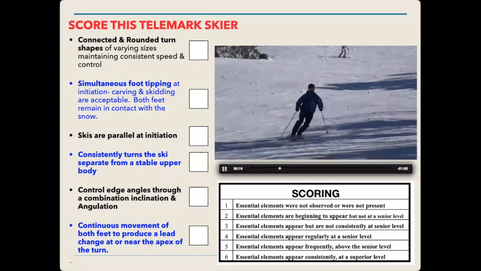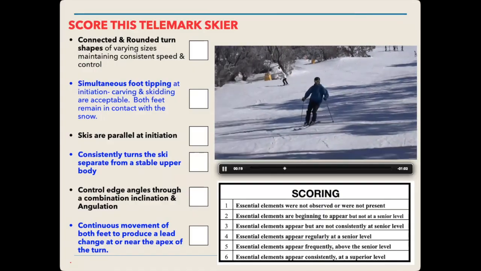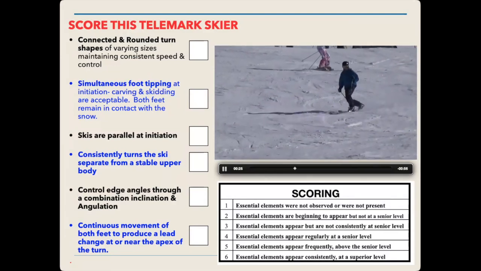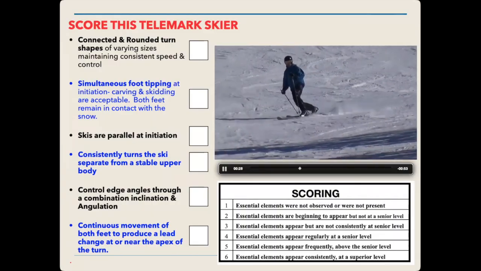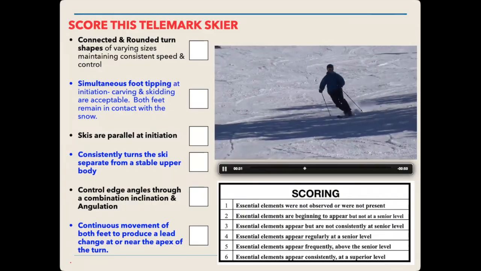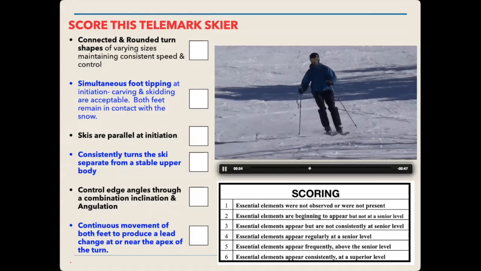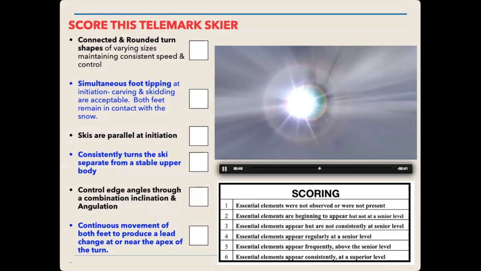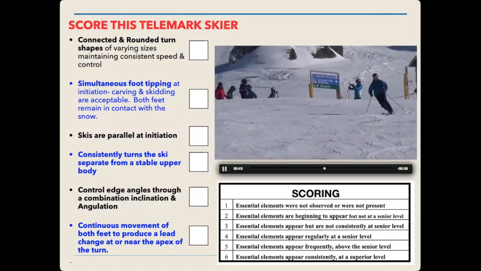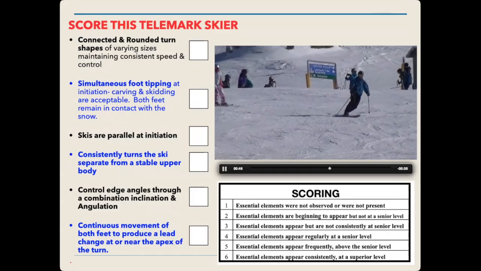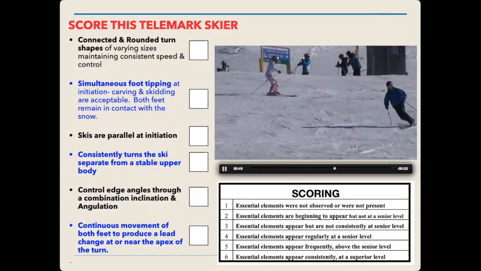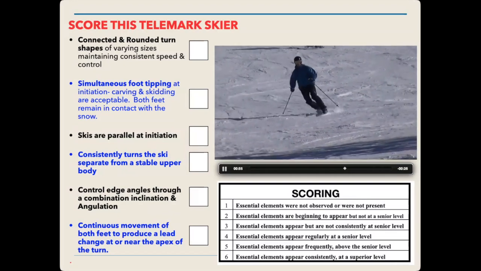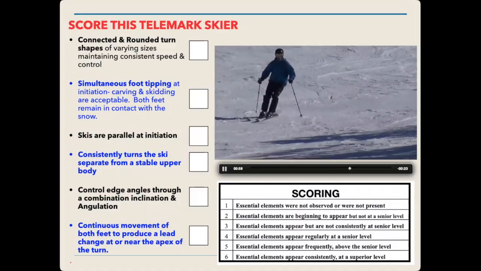Okay, the next visual cue, the third criteria, is skis are parallel at initiation. For this run, for this skier, I see quite a bit of divergence, especially on the left-hand turn. That's generally caused by some inconsistent pressure on that inside ski. But I would score that a 3 for this run. Eric? I agree, and I scored it a 3 for the same reasons.